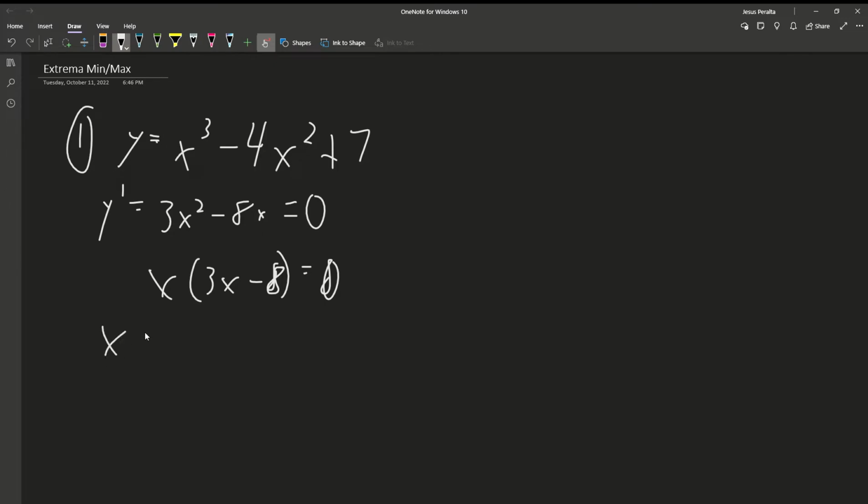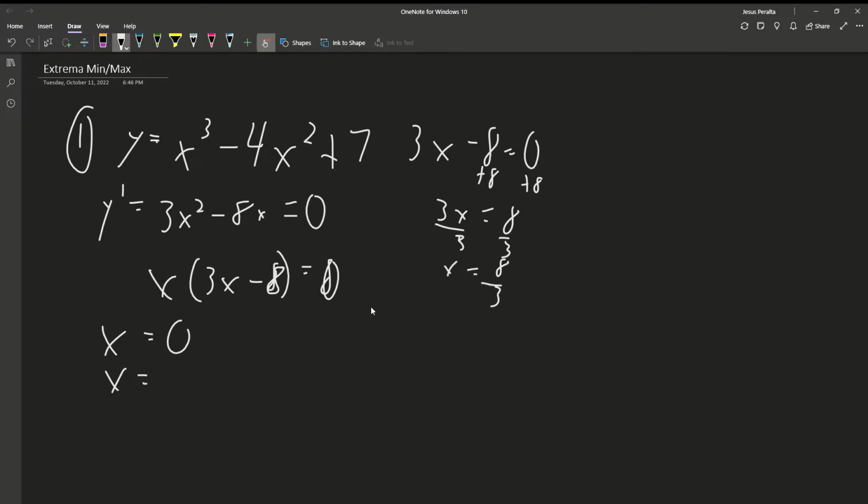So we know that our critical points are at x equals 0. That's one of our x values. And right here, let me write this on the side for us. 3x minus 8 is equal to 0. You add 8 to both sides, you get 3x is equal to 8. You divide both sides by 3, and you get x is equal to 8 over 3, which is our other critical point.